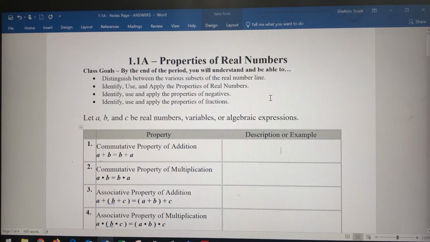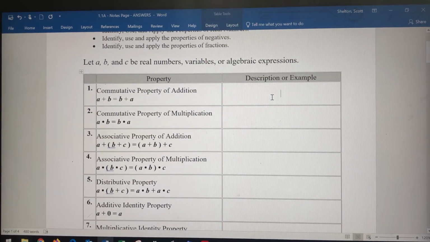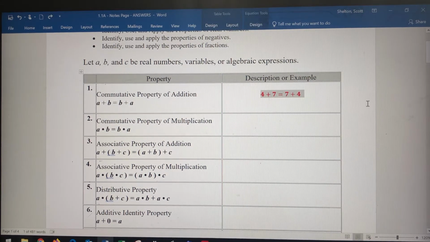So first off, we're going to go over the properties of real numbers, okay? So first thing we want to talk about is the commutative property. All right, commutative property, the order in which you add 2 numbers is irrelevant. Okay, notice a plus b is the same as b plus a. And just putting a numerical example to that, let's say a is 4 and b is 7. Well, it doesn't matter the order in which you add those. You're going to get 11 either way. 4 plus 7 is 11, and 7 plus 4 is 11. Okay, so that's the commutative property of addition.